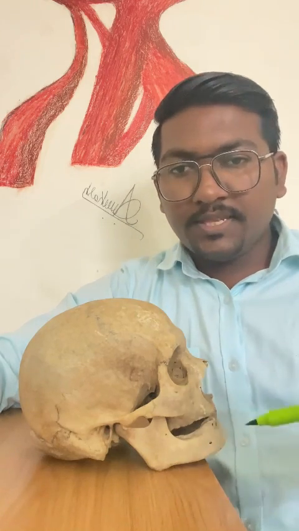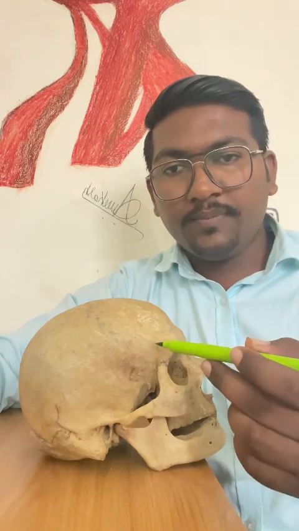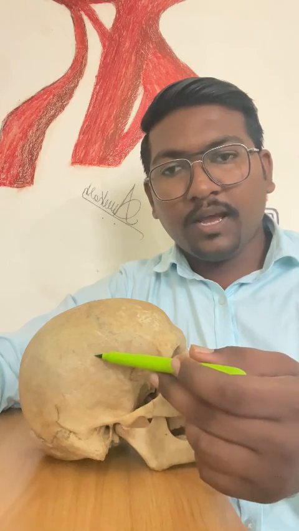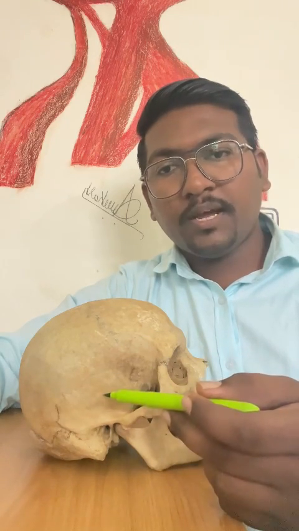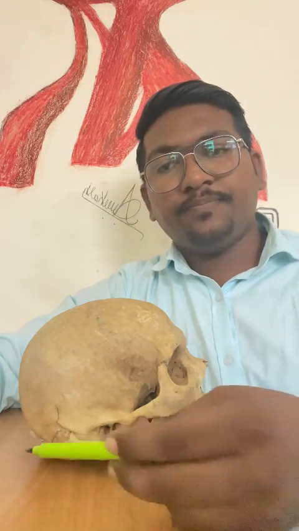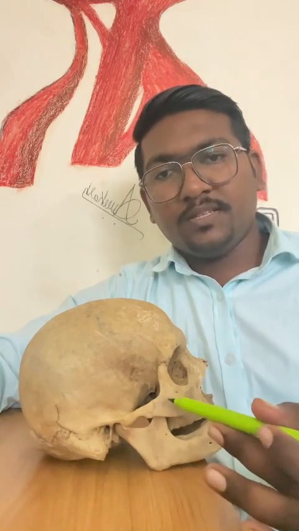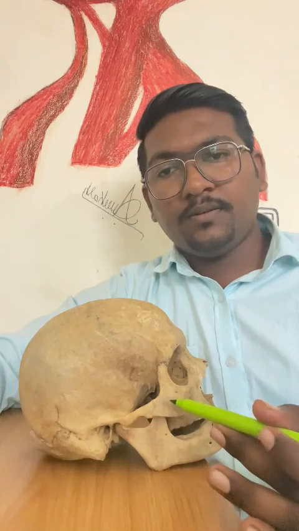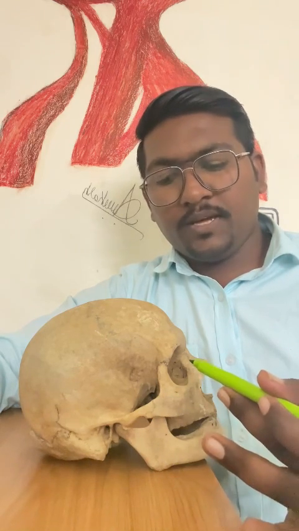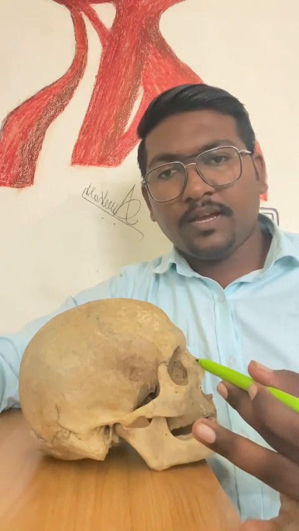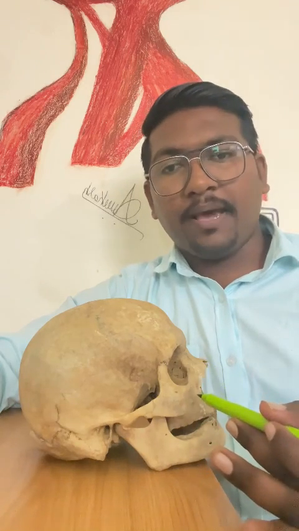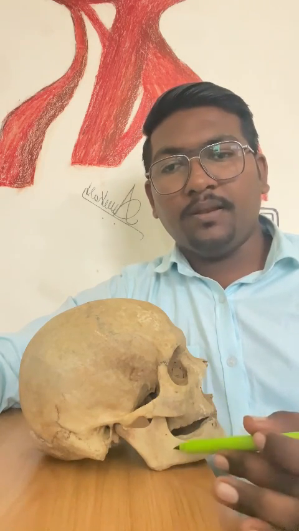First we will go from upside to downside. We can see this is the frontal bone and this is the parietal bone and this is the temporal bone and occipital bone backside we can see, and also we can see this is the sphenoid bone and zygoma and nasal bone. Here we can see this is the nasal bone, and also we can see maxilla and mandible.